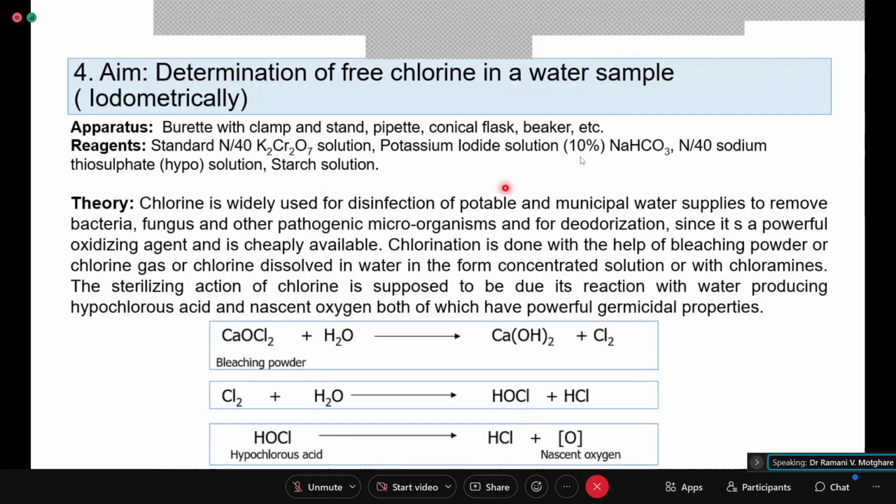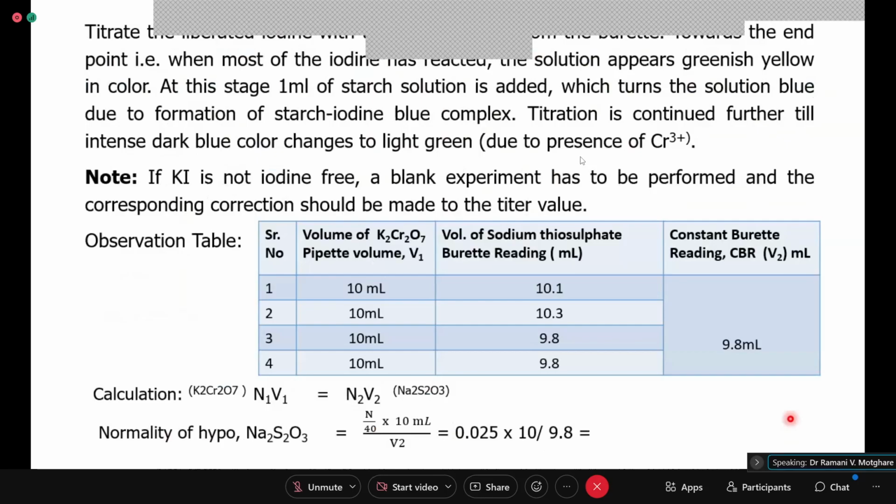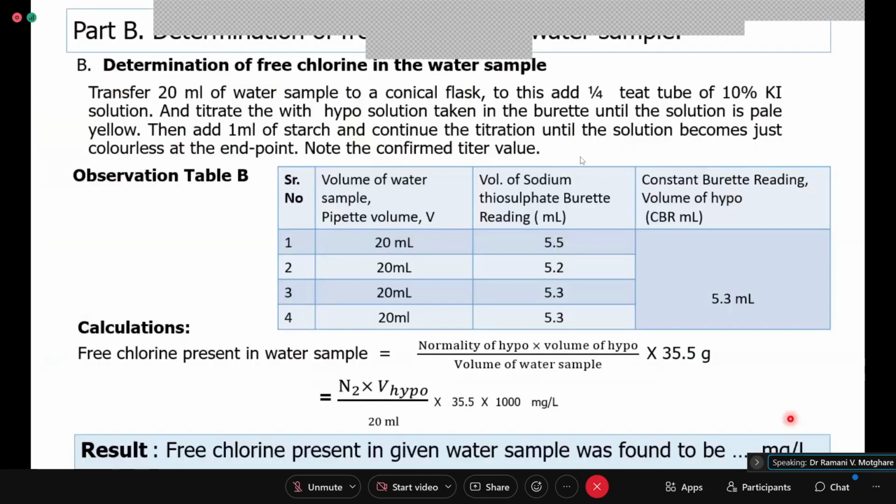So, readings are given or not? Readings are simple and the calculation is also very simple, so there is no issue in these things. Everyone got it? Yes, ma'am. Any doubt? Okay. So, just a revision.